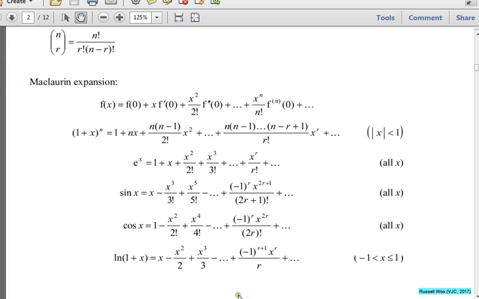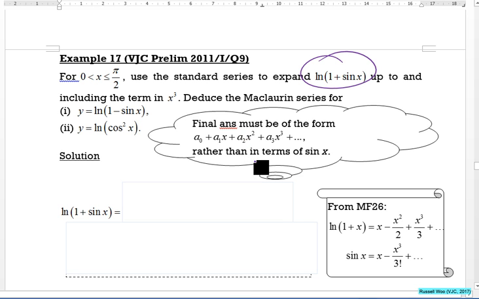So here, therefore, I'm going to pick out these two expansions from MF26. Let's keep an eye on these two. There must be a reason why, because the question has ln 1 plus sine x. So you've got to use sine x, you've got to use ln 1 plus sine x. Now, how to use that?